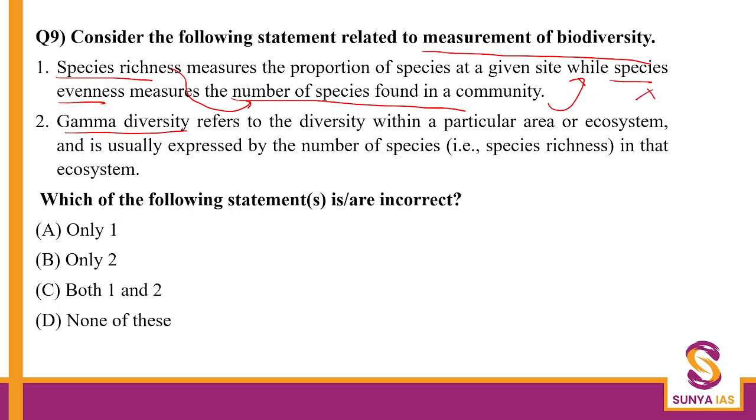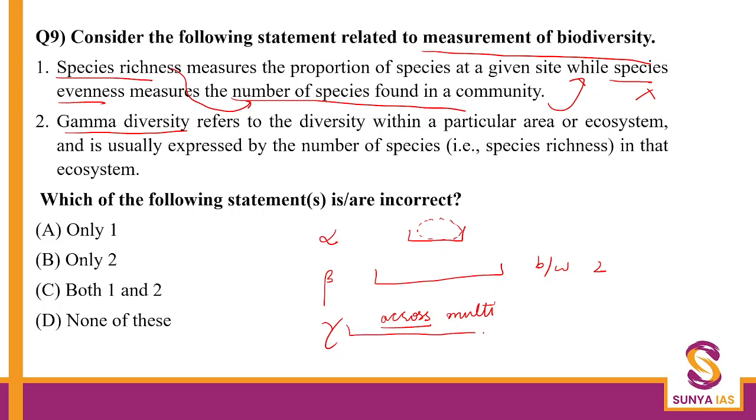Then gamma diversity. Before I tell you, there are three types of diversity within an ecosystem. One is alpha, one is beta, one is gamma. Alpha is within an ecosystem, a small region. Beta is between two ecosystems. And gamma is across multiple ecosystems, which can be, of course, more than two. So geographically, alpha is small, beta is bigger, and gamma is the biggest in terms of area.